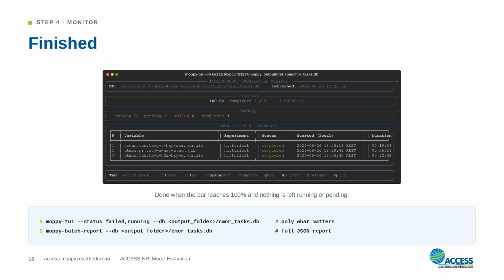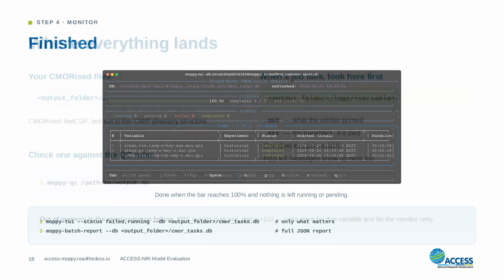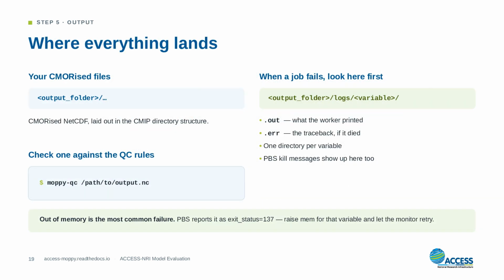A few useful variations. Filter by status, to see only what went wrong or what's still going. Use --once, for a single snapshot, which is good for a quick check or a cron job. And moppy batch report gives you a full JSON report of the batch, including the PBS logs for any failed tasks. Step 5. Look at the output.